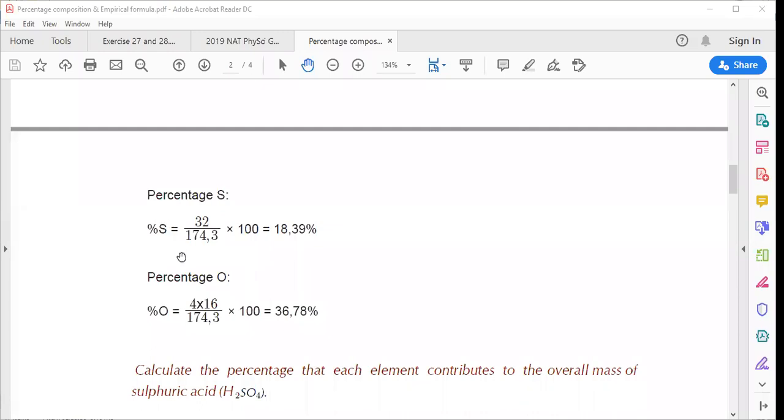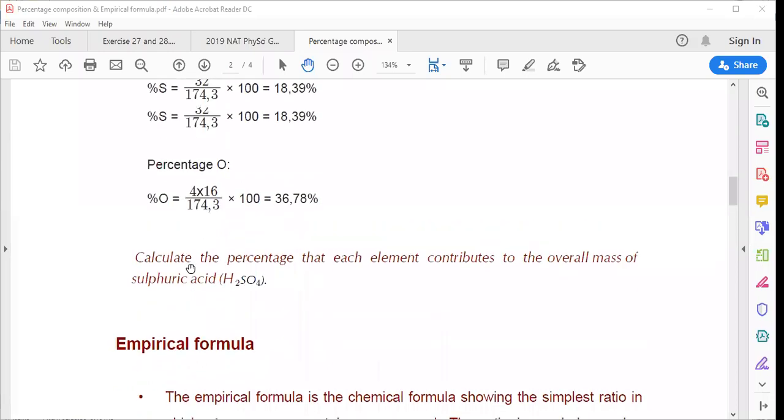So you do this for all the elements that make up that particular substance. Clear? Can you do this one for me? Calculate the percentage that each element contributes to the overall mass for sulfuric acid. Can you do H2SO4 for me? I'll give you 3 minutes. Can you calculate the percentage composition of H2SO4? Everyone, use your periodic table. 3 minutes.